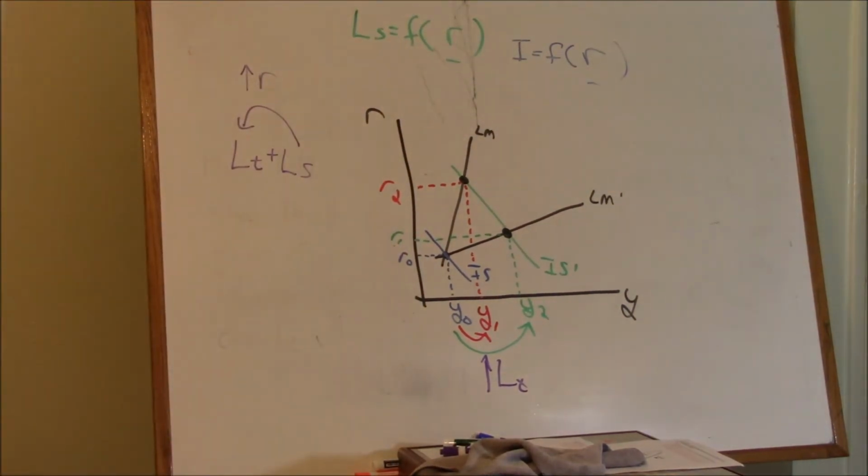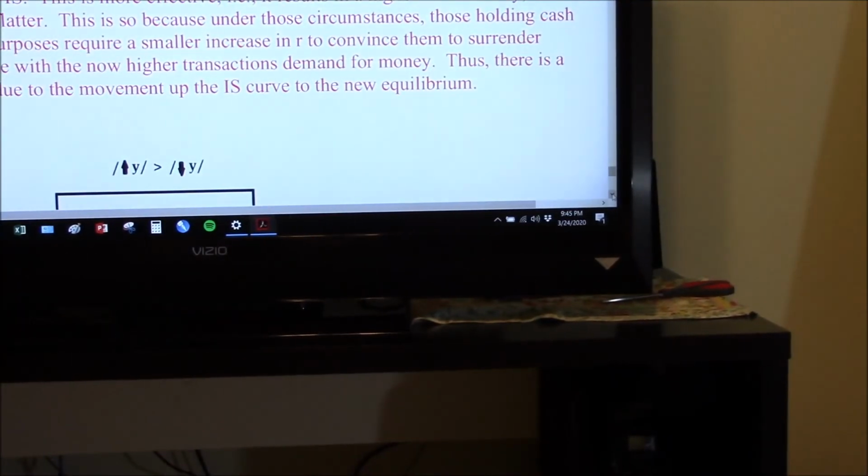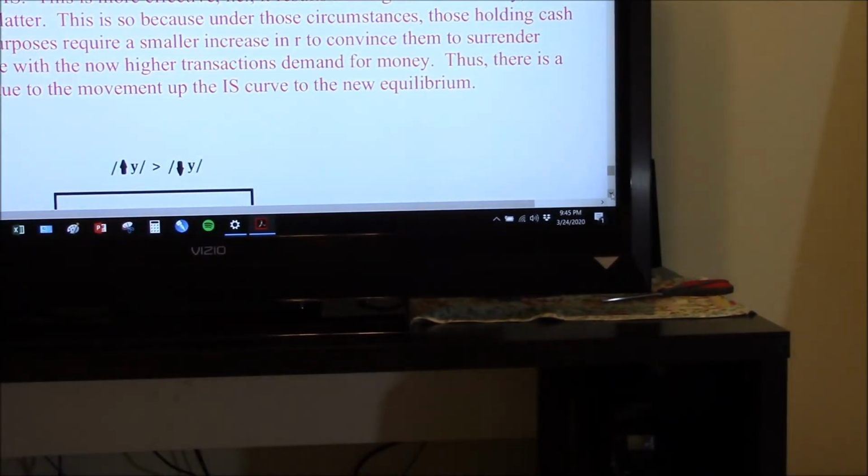Now, I then have a diagram that explains the sequence of events.